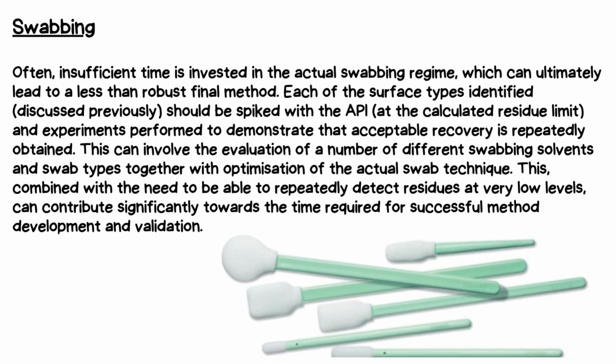Swabbing. Often, insufficient time is invested in the actual swabbing regime, which can ultimately lead to a less than robust final method. Each of the surface types identified, discussed previously, should be spiked with the API at the calculated residue limit, and experiments performed to demonstrate that acceptable recovery is repeatedly obtained. This can involve the evaluation of a number of different swabbing solvents and swab types together with optimization of the actual swab technique. This, combined with the need to be able to repeatedly detect residues at very low levels, can contribute significantly towards the time required for successful method development and validation.